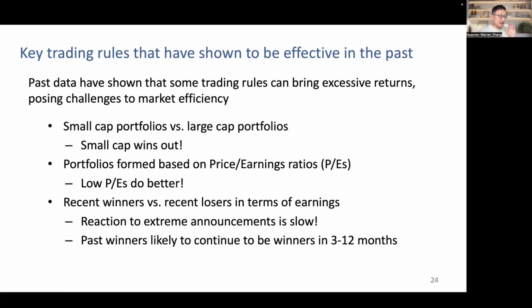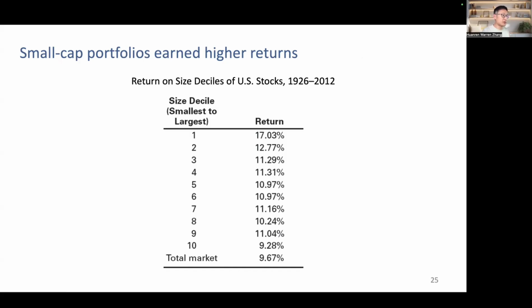Now, let's look at the evidence. So first one, small cap portfolios would earn a higher return, right? So here are the returns on size decile of US stocks from the year 1926 to 2012. Here we have different sizes from the smallest portfolio to the portfolio of the largest companies. And we see that the smallest portfolio would give you a 17% return, and the largest portfolio would give you less than 10%. So that indicates this advantage of having a small cap portfolio.